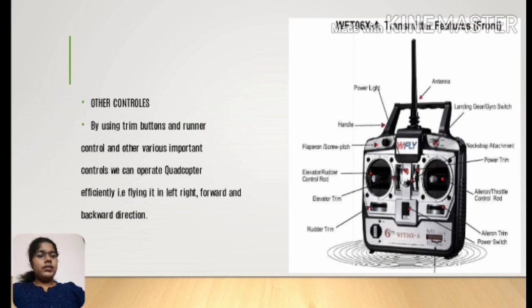And here we have the power light. We can see whether the remote is on or off, and other trim buttons to adjust the sensitivity.